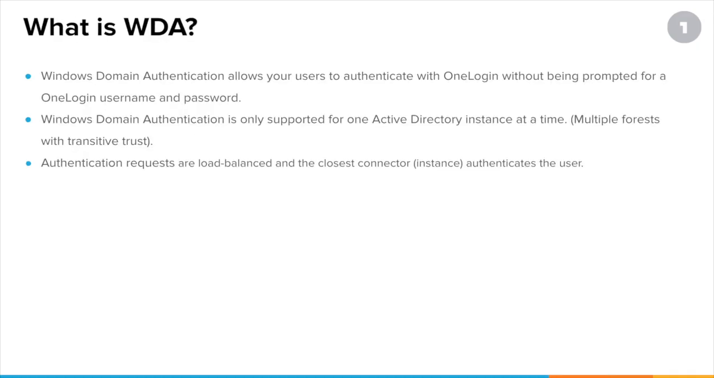So first, simply put, WDA allows users to log into the OneLogin portal from their Windows Domain joined workstations without having to provide a username and password. The key is to understand that it can only be enabled through Active Directory Directory Services configuration with OneLogin. So each Active Directory configuration can be configured to sync all users from within a particular Active Directory forest. If you want to enable it for users from multiple forests, you'll have to configure a two-way transitive trust between the Active Directory forests.